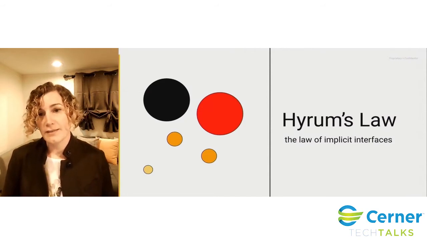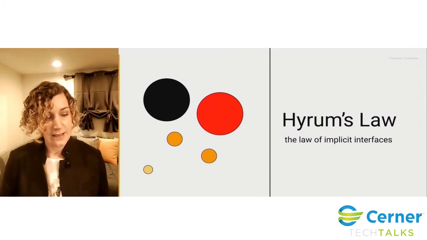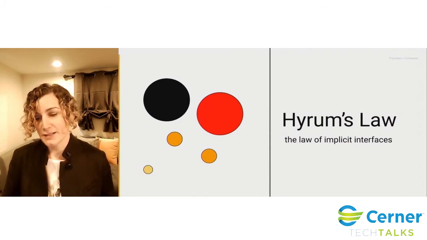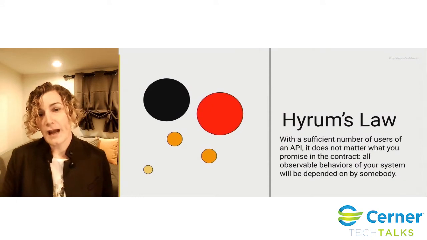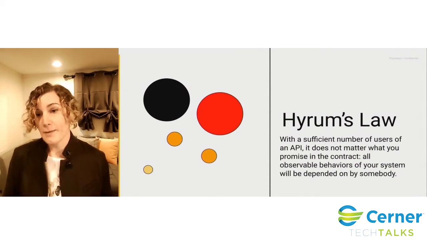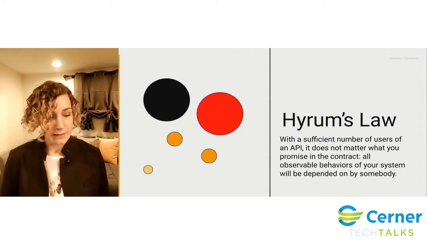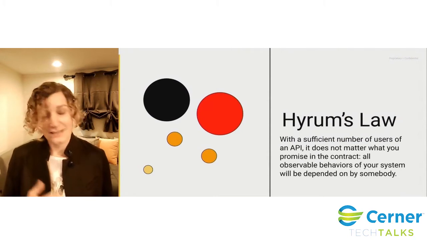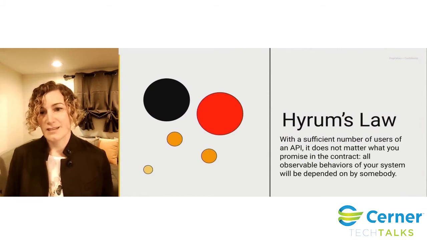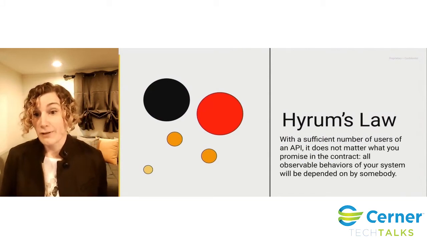And he coined this statement that I'm going to show next that I like to call the law of implicit interfaces. But basically, Hyrum said, with a sufficient number of users of an API, it does not matter what you promise in the contract. All observable behaviors of your system will be depended on by somebody. And when you think about that, and we think about observable behaviors, it's not just what the software does, it's not just what the code does, it's also the performance characteristics and the reliability of it.